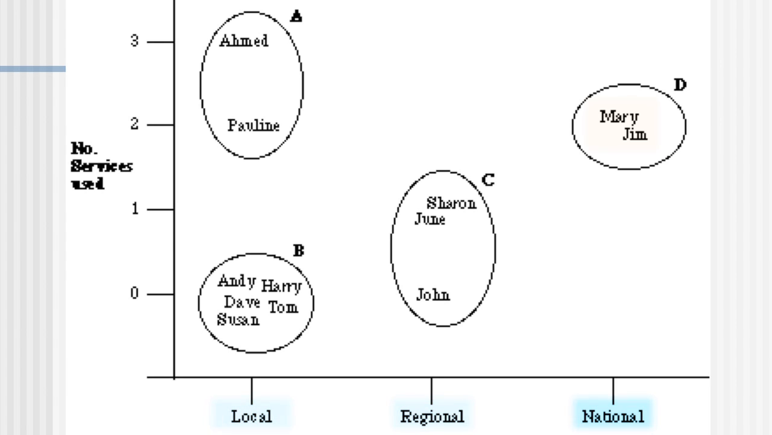I divided that, and it turned out Mary and Jim were looking nationally, and Sharon, Jude and John were looking regionally, and so on. Then I looked at how many services they said they used. They were asked seven questions, and they went through a whole list of things: do you use this service, and so on. So we can tell, with just a simple number, how many services we used, and classify them for that. You can see Ahmed used three services, and this group down here, Andy, Harry, Dave, Tom and Susan, used no local services.